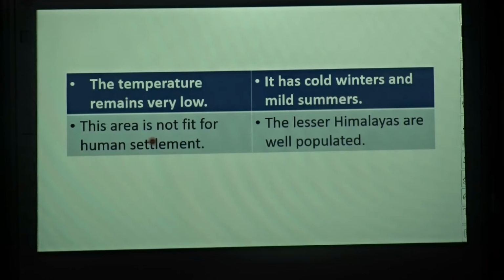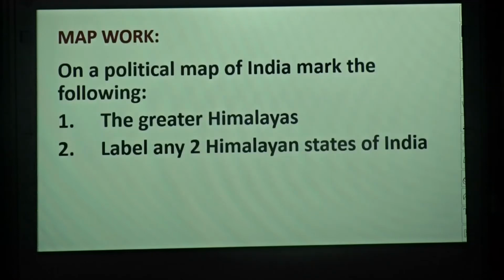The Greater Himalayas is not fit for human settlement because it is too cold. So human settlement is not possible. And in lesser Himalayas they are well populated. The lesser Himalayas support some agriculture, so it is well populated. Understood, children?